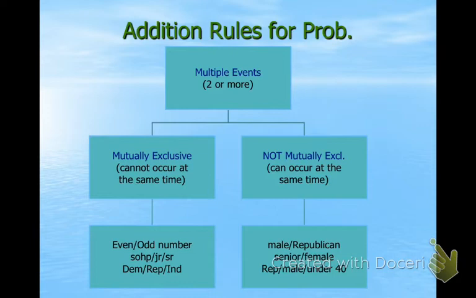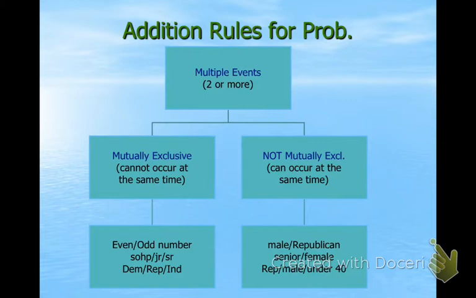When you have a mutually exclusive event, basically what that means is two events can't occur at the same time. Like you can't have an even and an odd number. You can't have a sophomore, a junior, and a senior all be the same person. One person can't be a Democrat, Republican, and independent.